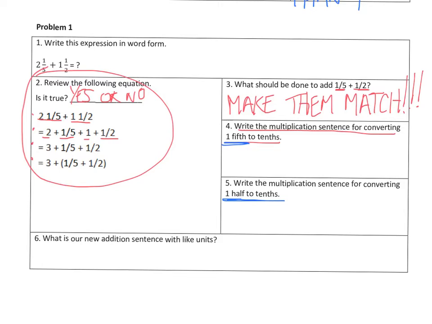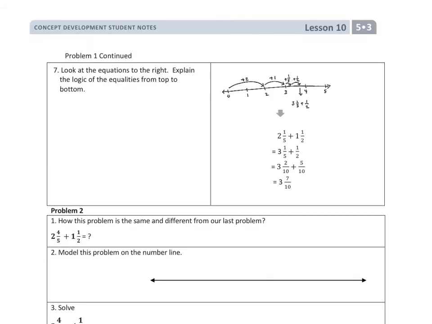Now that I've approved your awesome multiplication sentences, go ahead and write the whole thing out with new units. So write our addition back with the tenths. We're speaking tenths here. And then the last piece for problem number 1. So check out the equations over here. So I want you to explain the logic, explain what's going on there. So you're going to write it out like this. Step 1, step 2, step 3, step 4. So go ahead and pause this video and write out those steps and then raise your hand to make sure that you're on the right track.